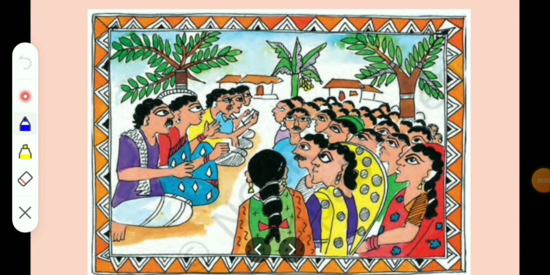So here you can see the picture. If you look together, you will see it is a Gram Sabha because the Panchs are there, the Sarpanch is there, and all the members who come under the area of Panchayat are also there. So it is Gram Sabha.